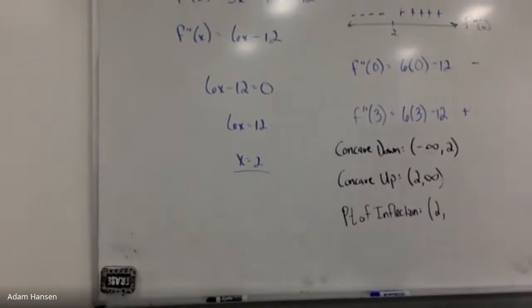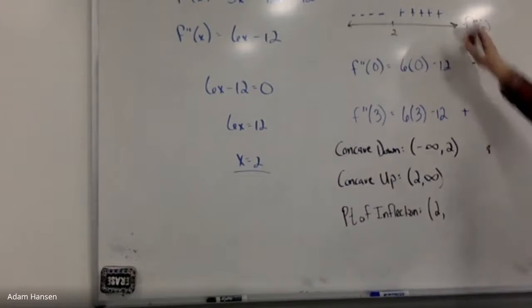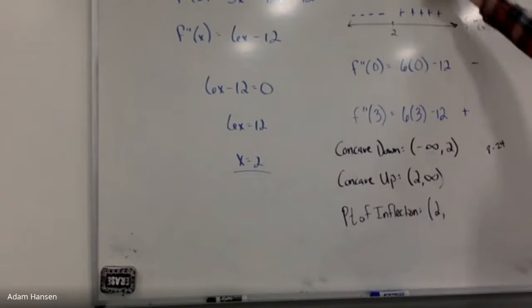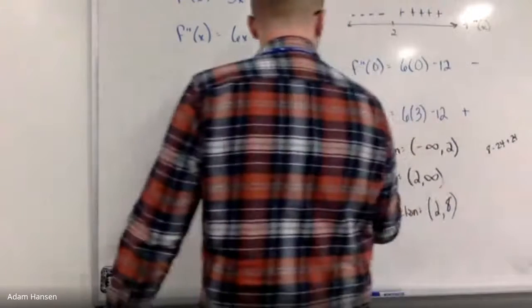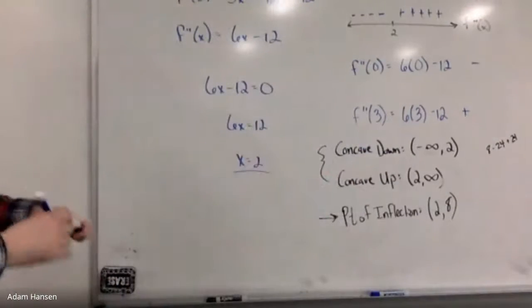Let's plug 2 into the original function to find the rest of the ordered pair for our point of inflection. F of x is x cubed minus 6x squared plus 12x. We're going to plug 2 into that function. 2 to the third is 8. 6 times 2 squared, that's 6 times 4. 12 times 2 is 24. The 24s cancel out. I have 2 comma 8. So we have the intervals where our function is concave up or concave down, and the point of inflection for the function.